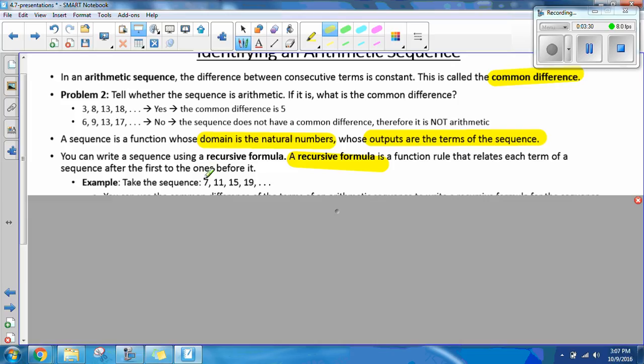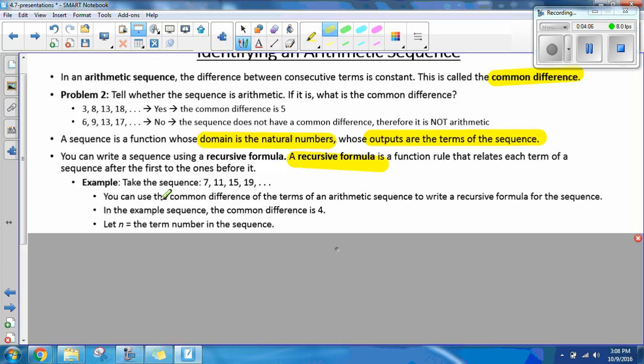So again, the first term is 7, the second term is 11, the third term is 15. So the domain of the sequence is the natural numbers referring to the terms. So first term, second term, third, fourth, fifth, the natural numbers. The outputs are the terms, the actual value of the term. So the first term value is 7, second term value is 11, 15, 19, and so on.